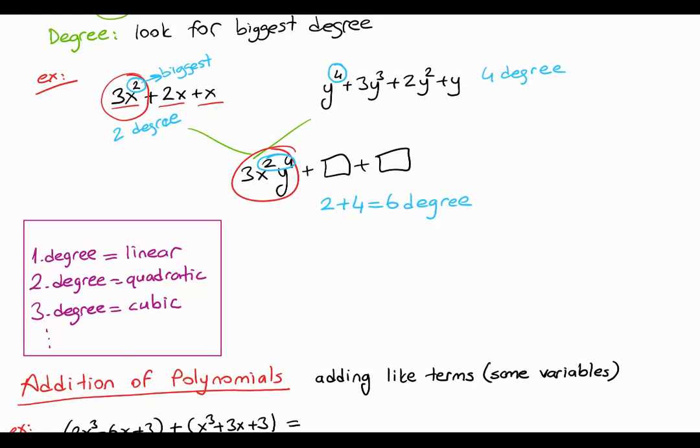Okay. So we have special names for polynomials. If it's first degree, we will call it linear. If it's second degree, quadratic. If third degree, we will call it cubic.